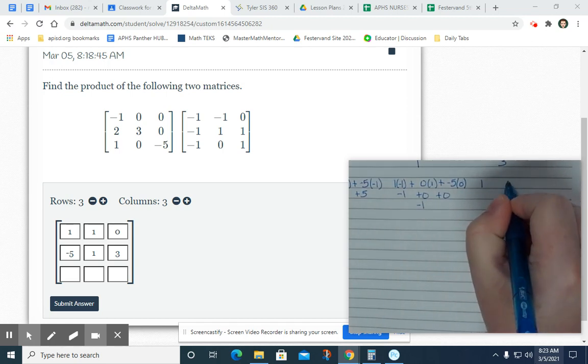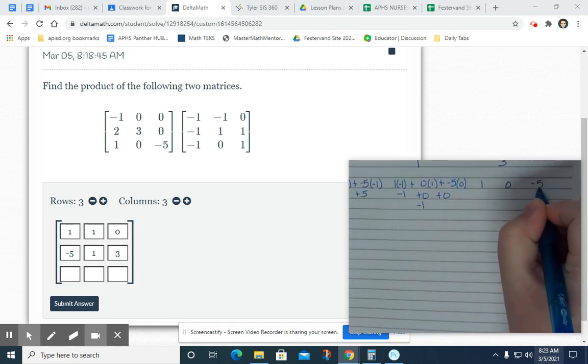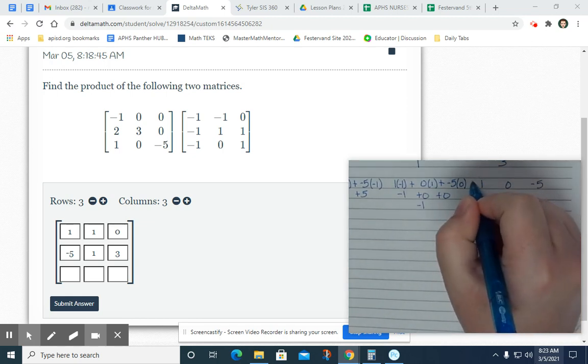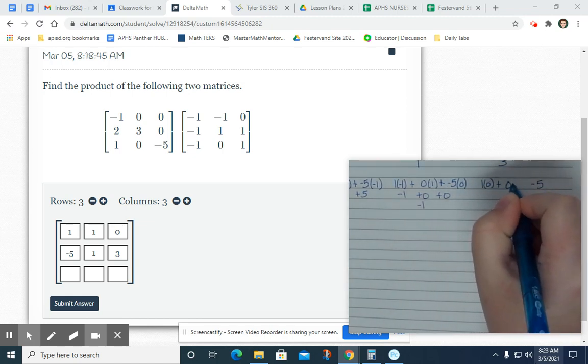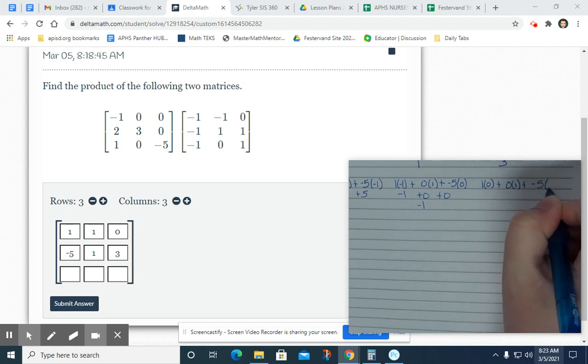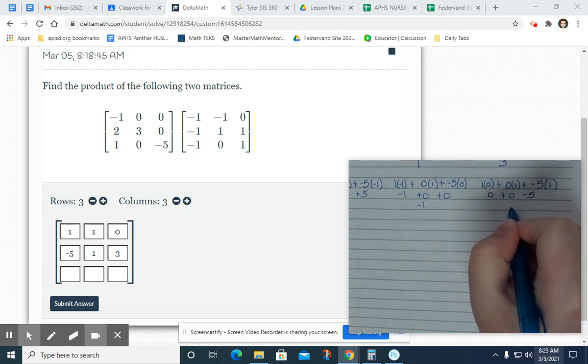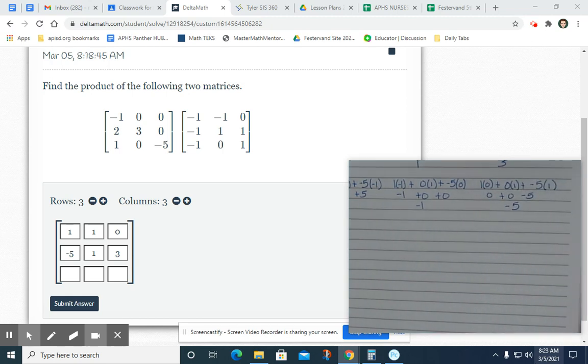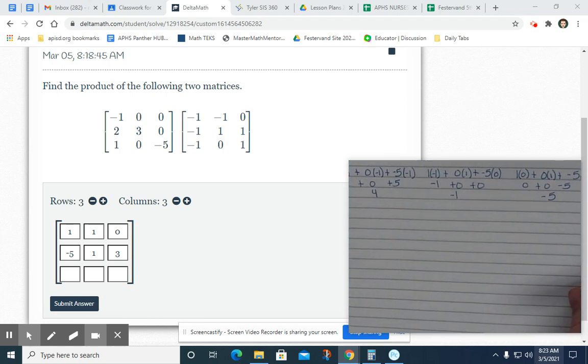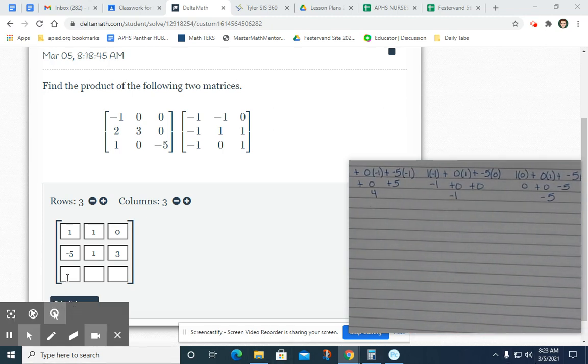So then we're going to take that third row, 1, 0, negative 5, times the third column, 0, 1, 1, which gives me 0 plus 0 minus 5, and I get a negative 5. So then those three sums are my third row. So this row is 4, negative 1, negative 5.